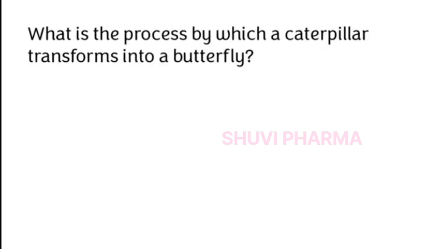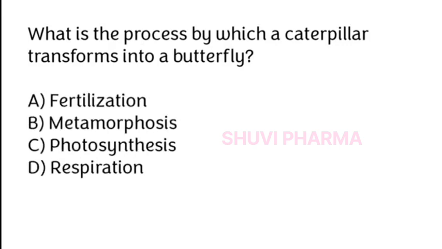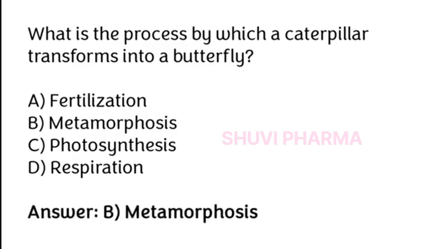What is the process by which a caterpillar transforms into a butterfly? Fertilization, metamorphosis, photosynthesis, respiration. The correct answer is option B. Metamorphosis is the process by which a caterpillar transforms into a butterfly.